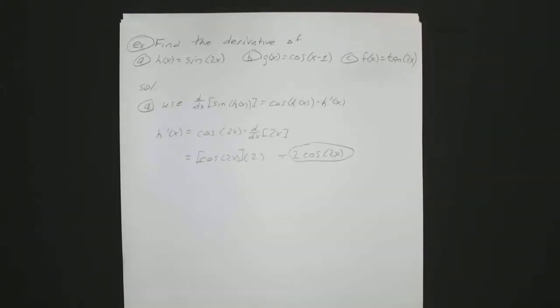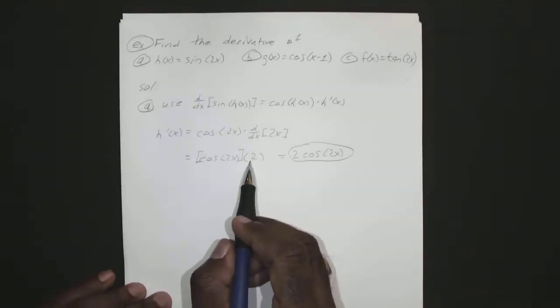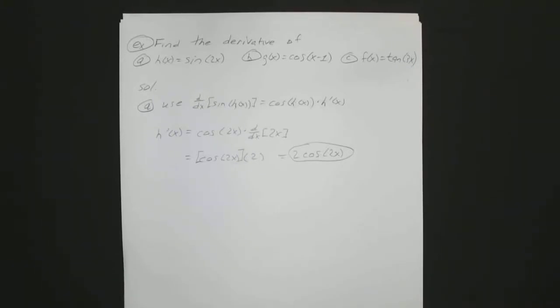That's why I like using the brackets as much as possible. It kind of prevents little mistakes like that, because it's real easy to distribute the 2. But cosine 4x would be wrong.